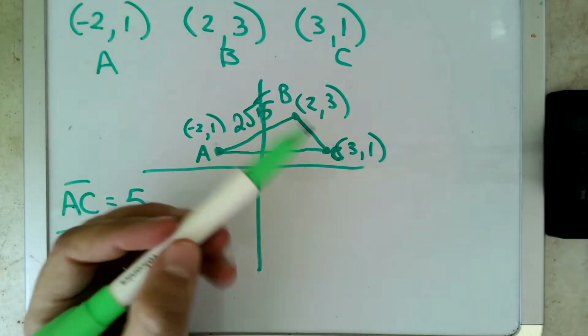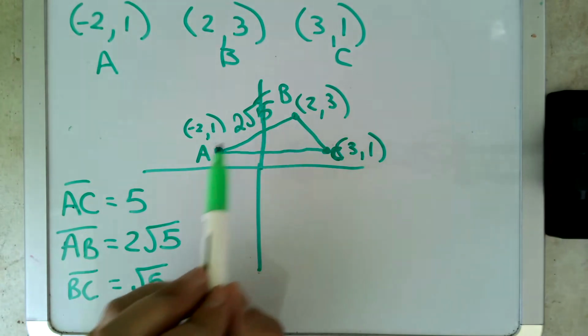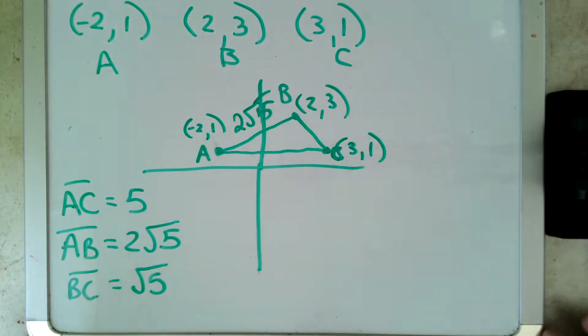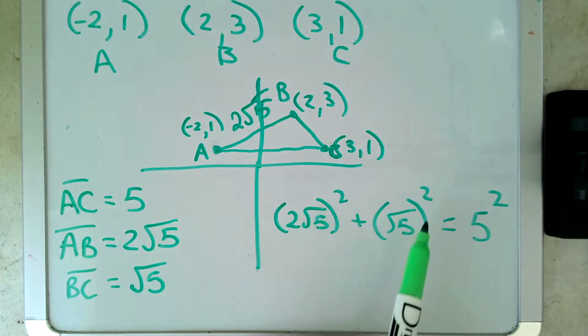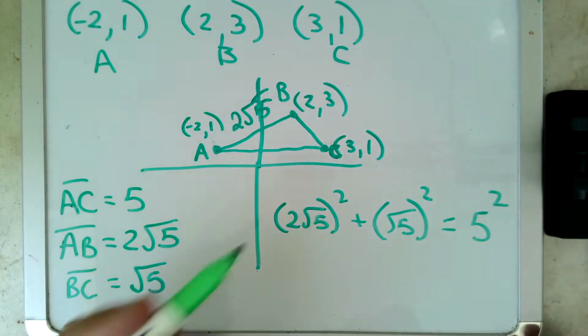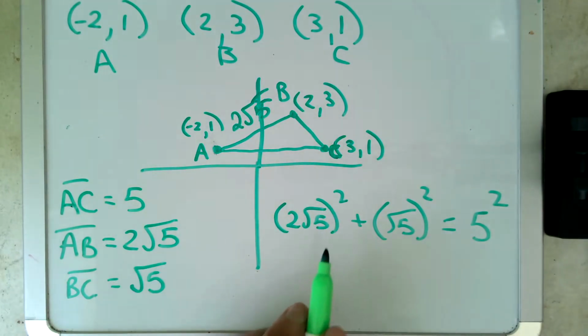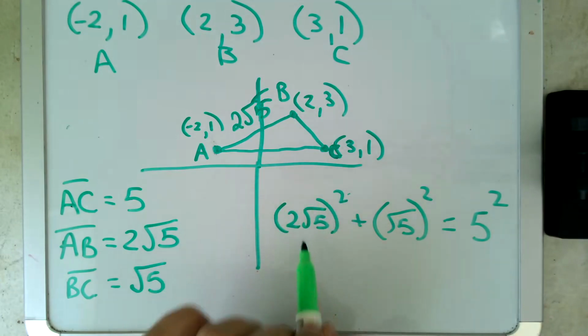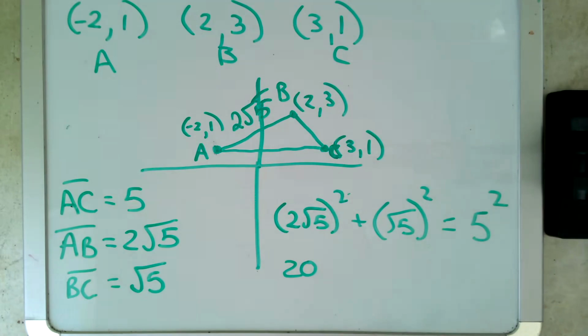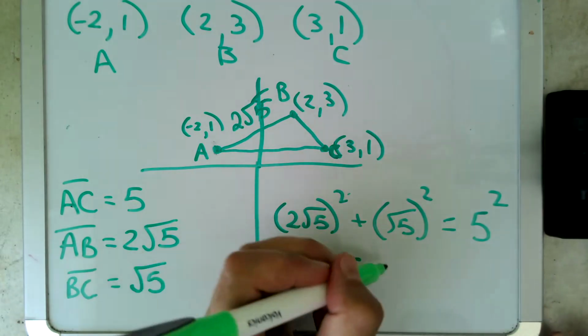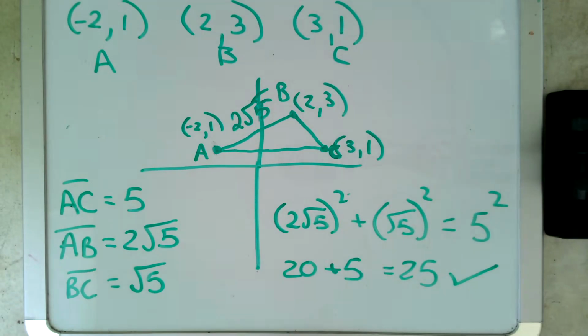So I'm going to ask, does a squared plus b squared equal c squared? So here I go. Does 2 root 5 squared plus root 5 squared equal 5 squared? Well, 2 root 5 squared, that's 2 squared times root 5 squared, that's 20. And root 5 squared, that's 5. And 5 squared, that's 25. That statement checks out. This is a right triangle.